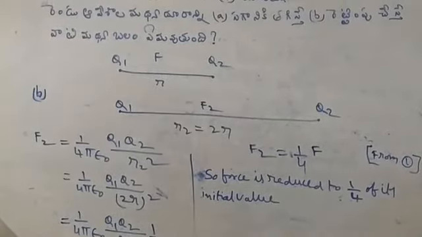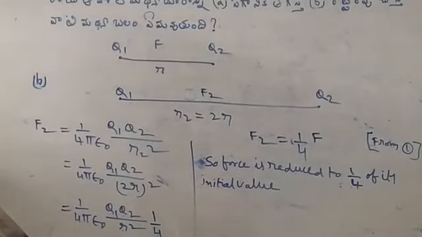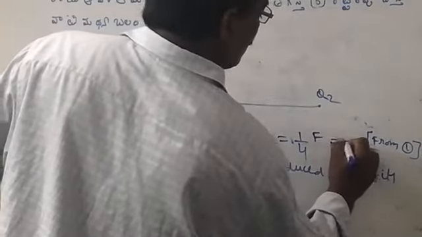So the force is reduced to 1 by 4 of its initial value. That means F by 4.